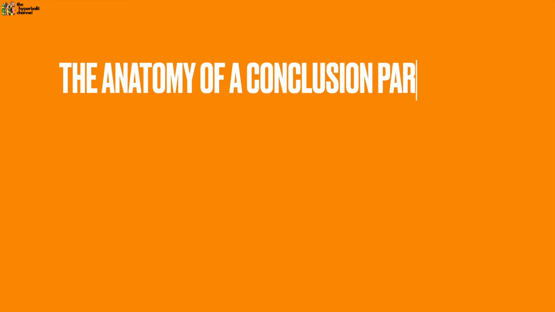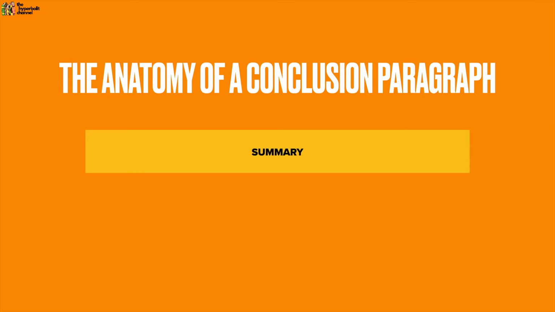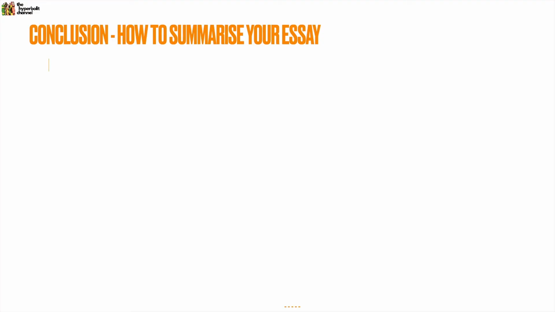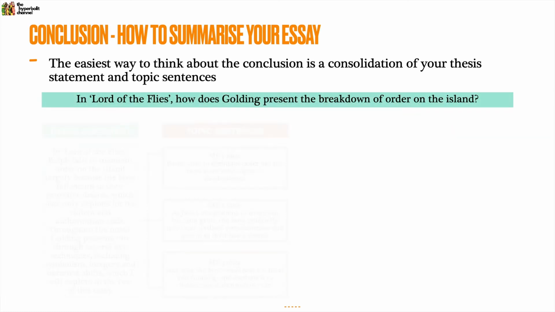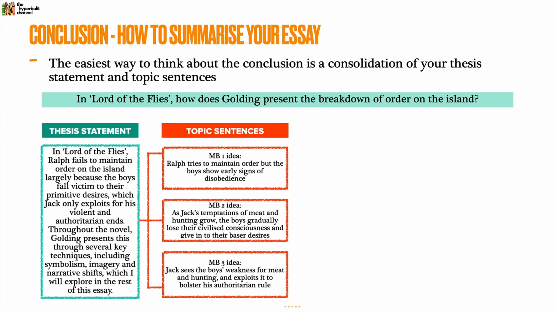So finally, we move on to the conclusion. Any conclusion should include a summary, but it should actually also include what we call a significance. So what do we mean by that? Let's take a look. The easiest way to think about the conclusion is a consolidation of your thesis statement and topic sentences. If we recall, these are our thesis statement and topic sentences.